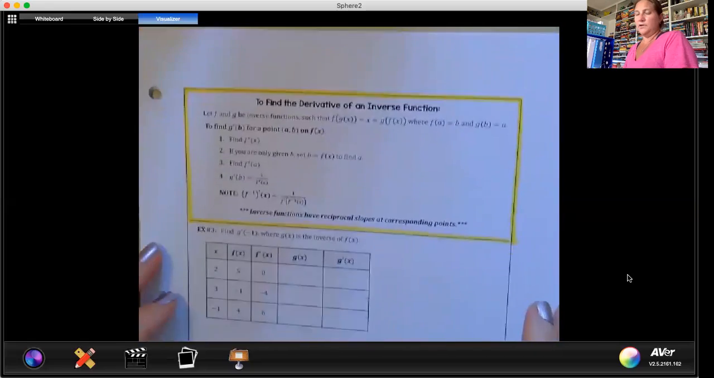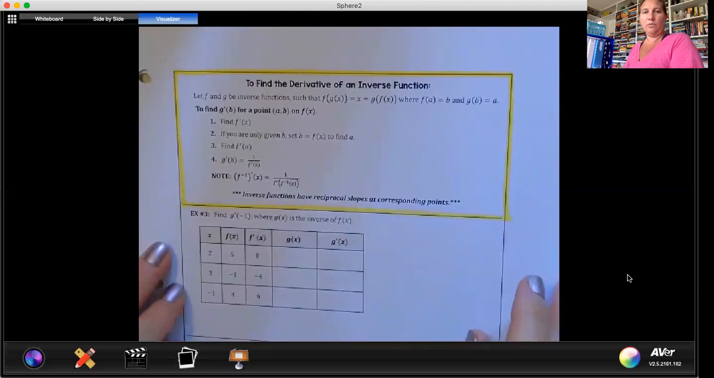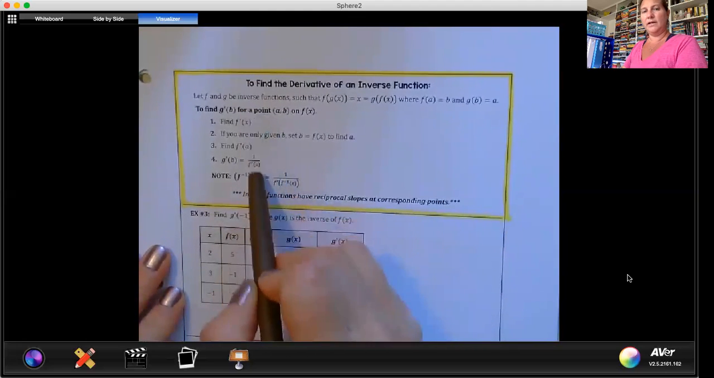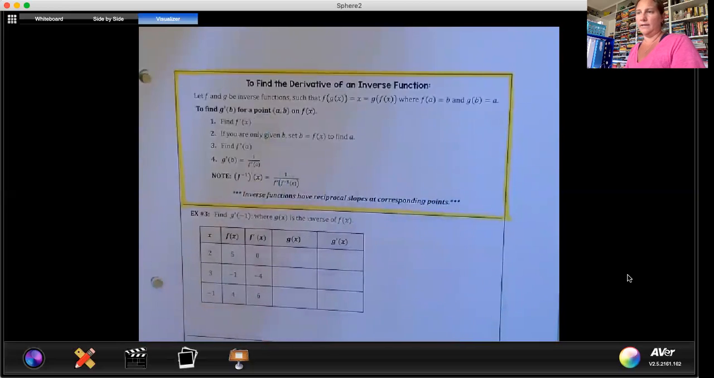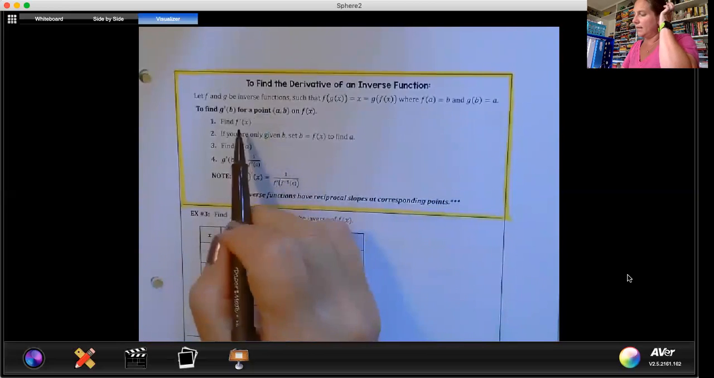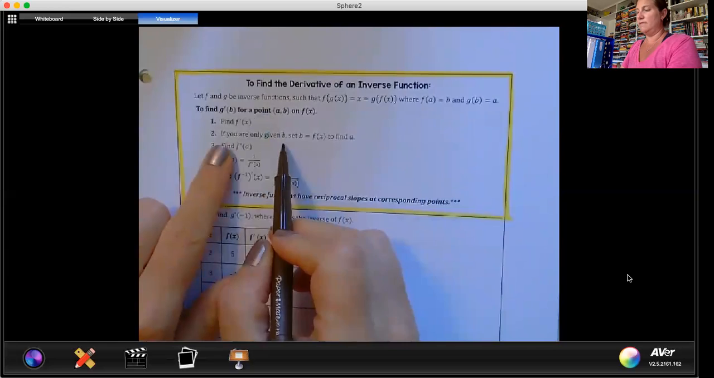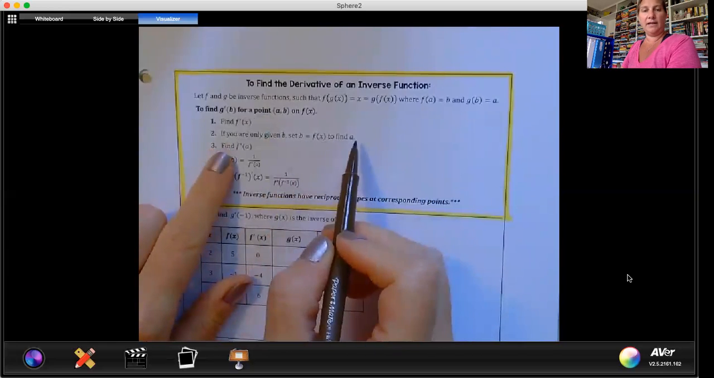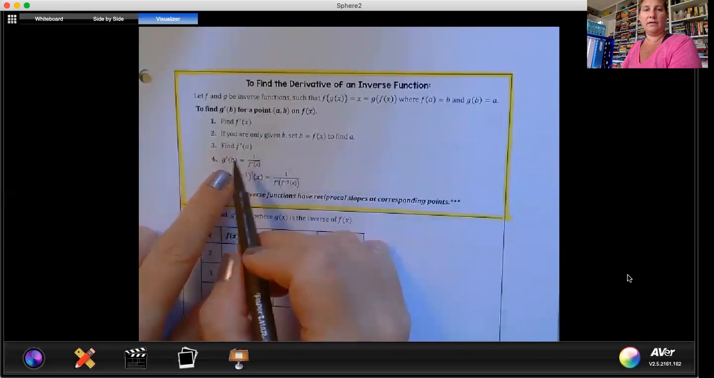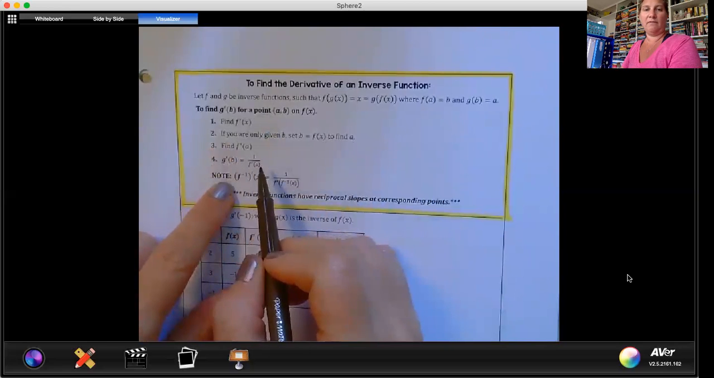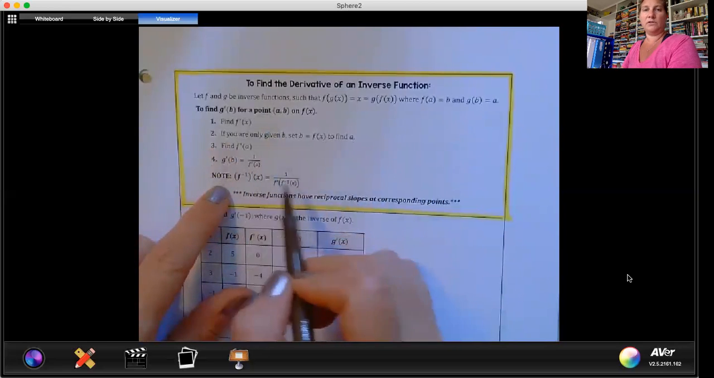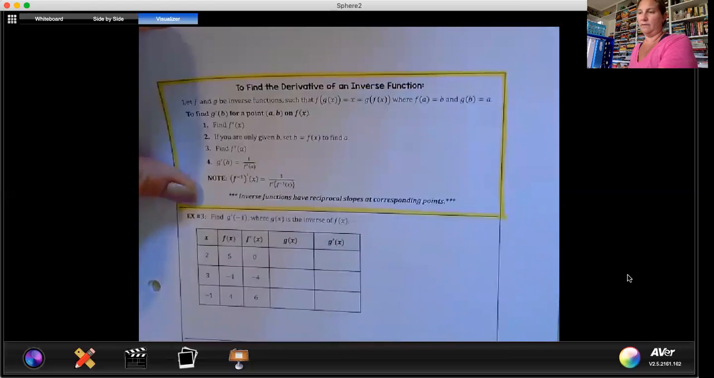All right, to find the derivative of an inverse function, you're going to want to follow these steps. And if you follow them very closely, it will get you to your answer. So we're going to start by finding f prime. If you're only given b, set b equal to f of x to find a. Find f prime of a. g prime of b is 1 over f prime of a. And then there's our inverse formula for the derivative.